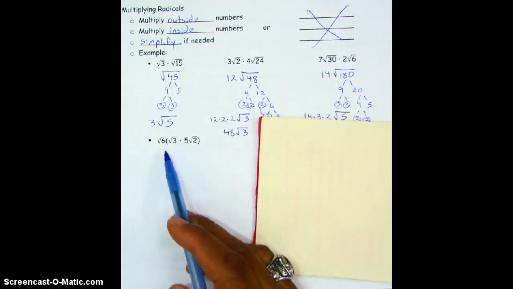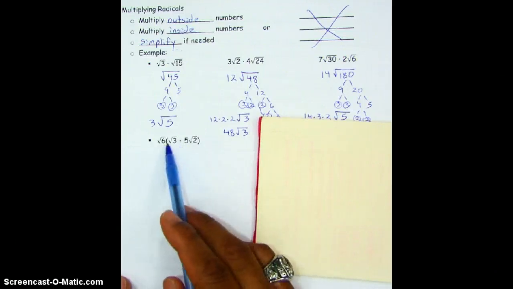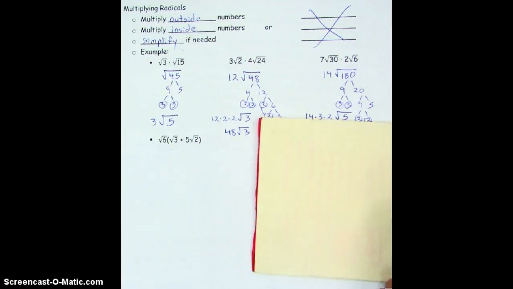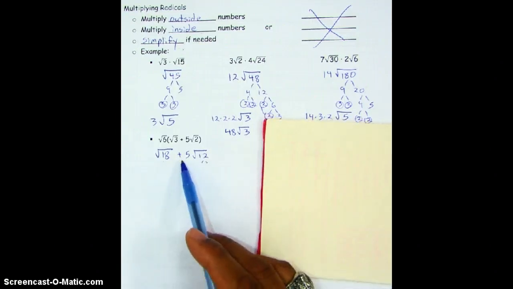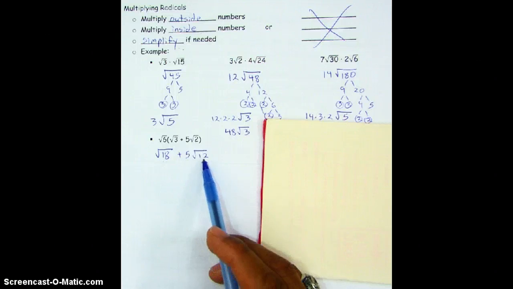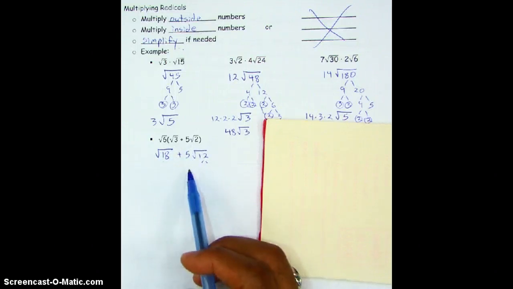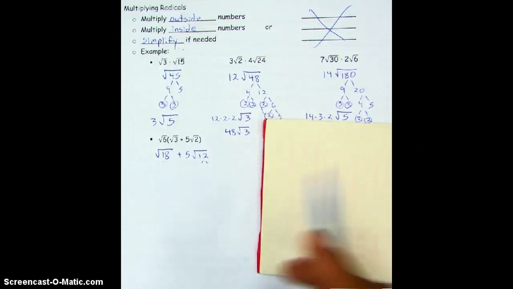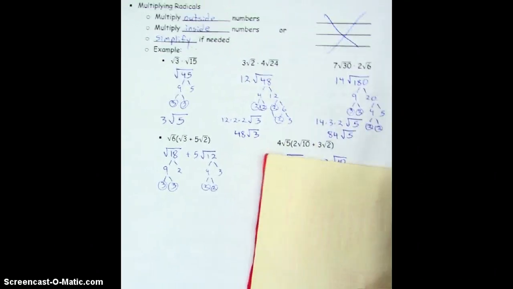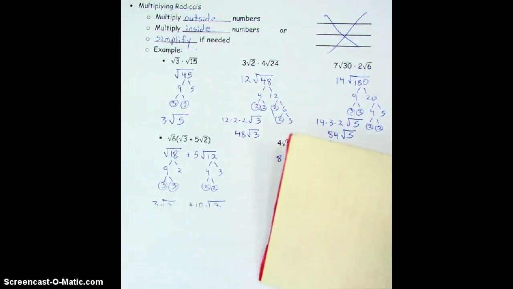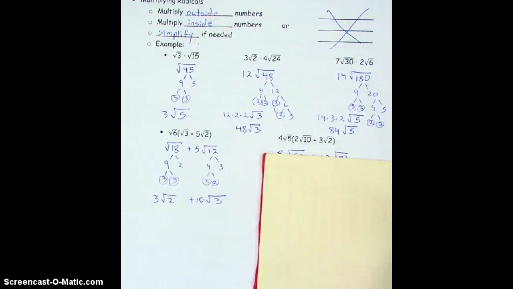All right. We have this square root of 6 on the outside of the radical. So we're going to multiply this square root of 6 times both of these terms on the inside of the parentheses. Then I end up with square root of 18 plus 5 square roots of 12, because remember, we're multiplying radical times radical. So we're going to factor tree both of those. There's the work with the factor tree. Then we end up with 3 square roots of 2 plus 10 square roots of 3.